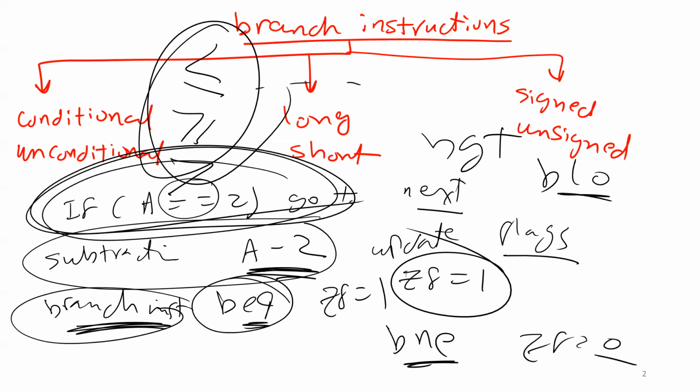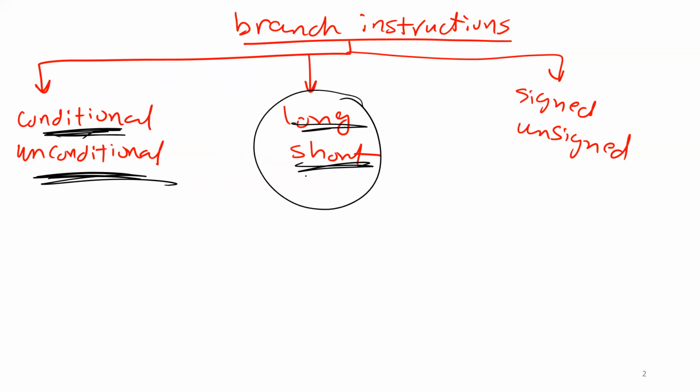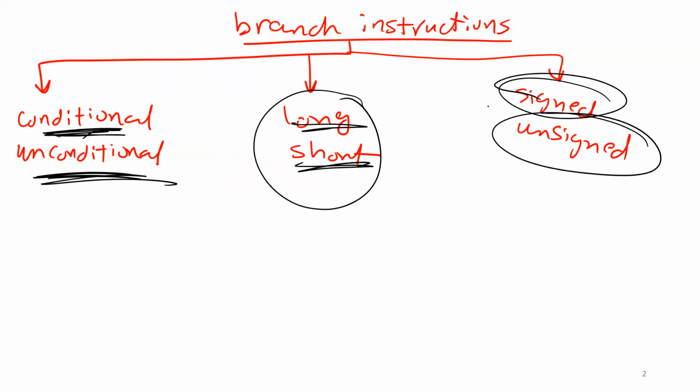Anyway. For this kind of branch instruction, I'm going to explain a classification. We have conditional and unconditional branches. Some of the branch instructions I'm going to call conditional, some of them are unconditional. You can tell from the English name. Some branches are long, some branches are short. Some branches are for signed, some branches are for unsigned. This is the classification. Let me give you the details.